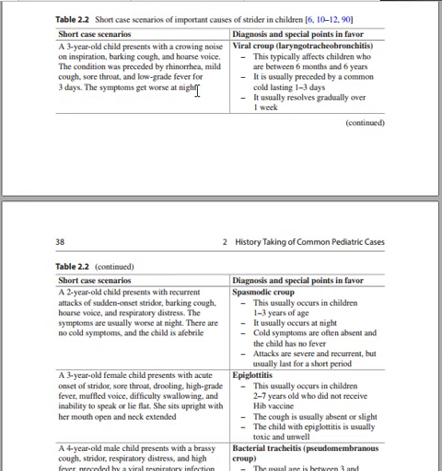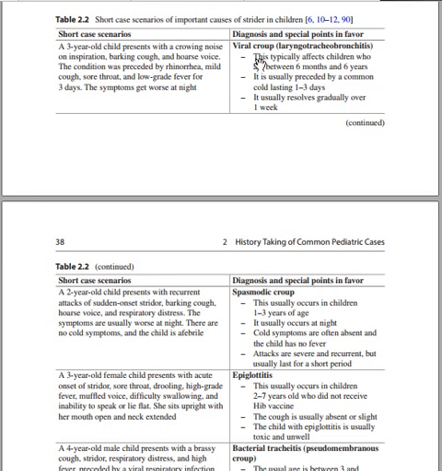The symptoms get worse at night. So what's the diagnosis? The diagnosis is croup. When you see a barking cough, it is mostly peculiar to croup. That's laryngotracheobronchitis. This typically affects children between 6 months and 6 years. Are you getting it? 6 months to 6 years is most common for croup, and you are going to have a barking cough that I've already described initially. That's a barking cough. It is usually preceded by a common cold lasting 1 to 3 days.